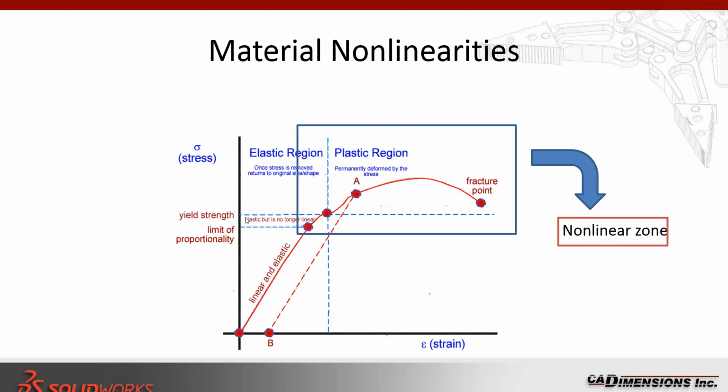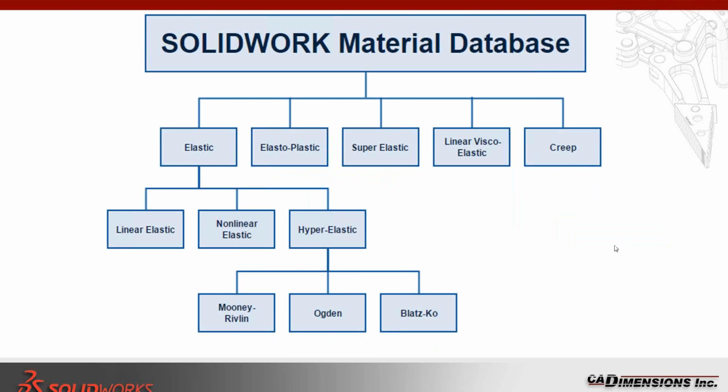So although the linear analysis considers all analysis up to yield strength, you might be missing information in this elastic area right here. So this is something else that you should consider. If your parts are close to yield strength, then you might want to start considering nonlinear analysis. So let's go ahead.